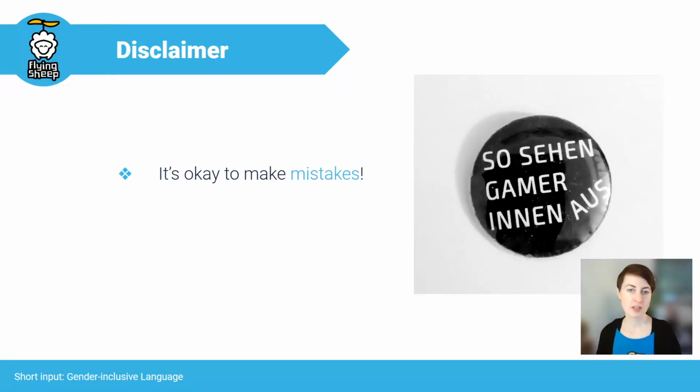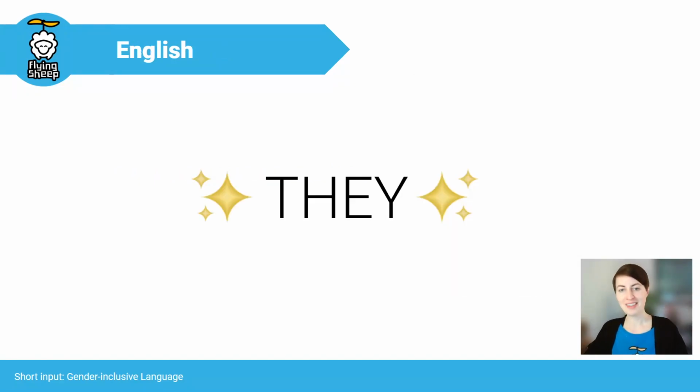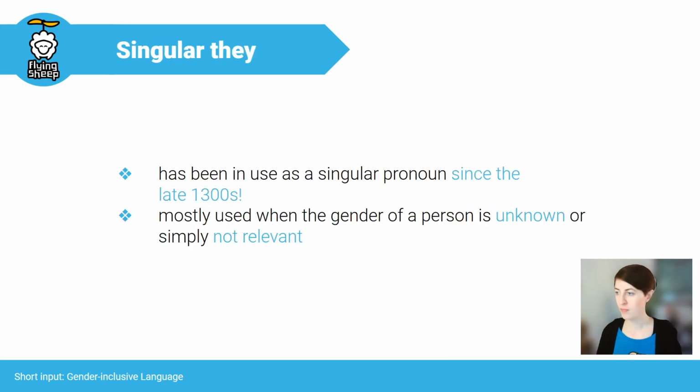And the biggest advantage that English speakers have is that the language actually offers a very simple way to remove gender altogether, and that is the singular they. So the singular they is often falsely considered to be a modern invention, but it has actually been in consistent use as a singular pronoun since the late 1300s. And it's mostly used when the gender of a person is either unknown or just not relevant. So here's an example.